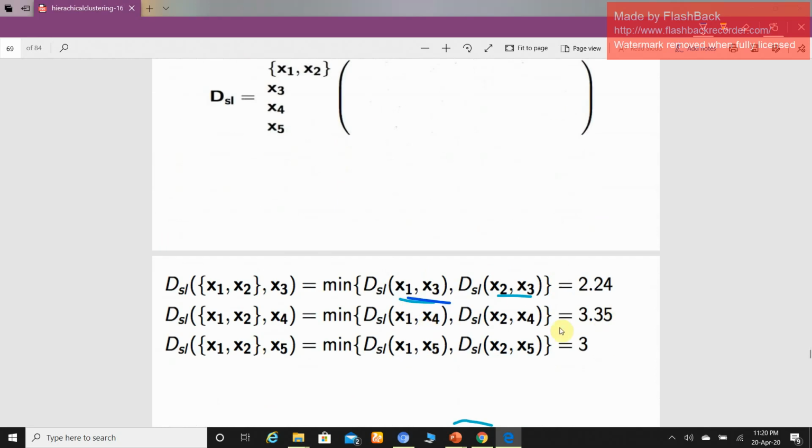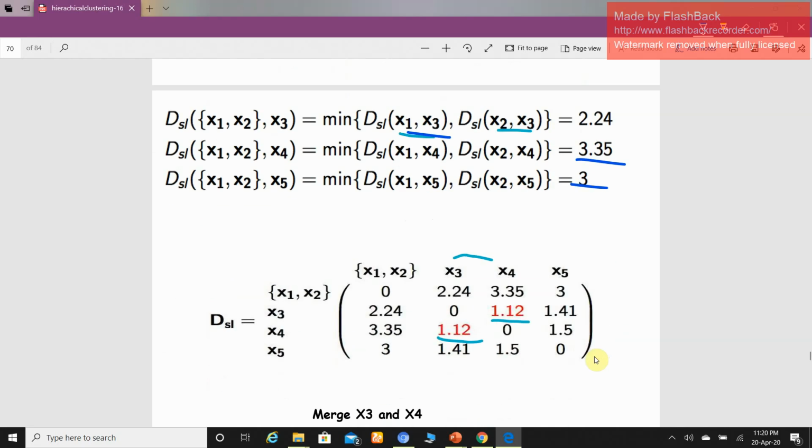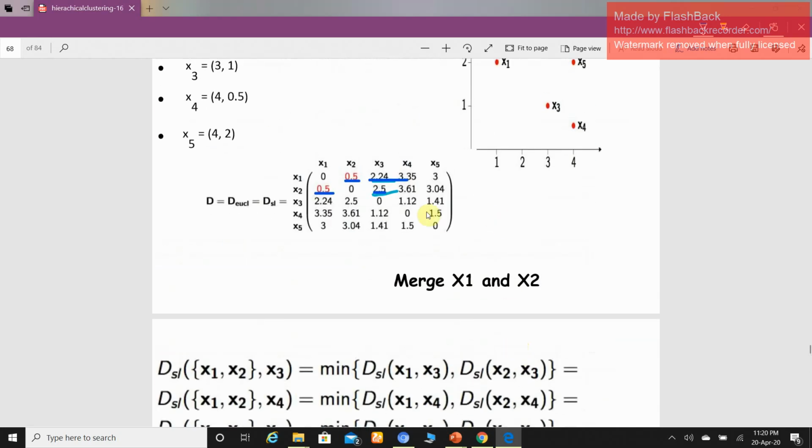In similar fashion, 3.35, 3 are the minimum distances. So like that you have to fill 2.24, 3.35, 3. Okay. All remaining values are copied from the previous matrix.